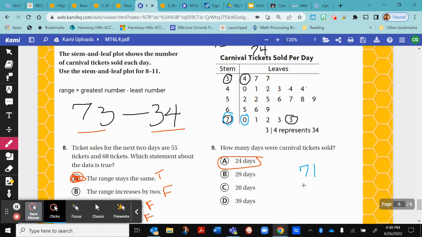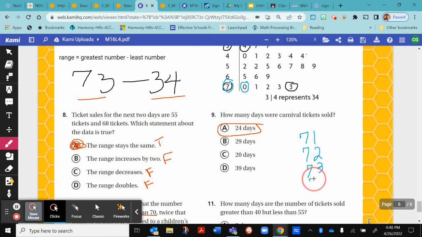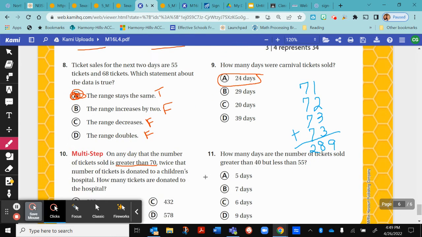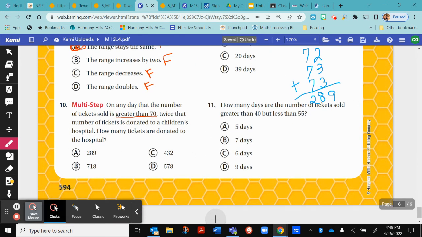You have 72. You have 73. And you have another 73. So these were the tickets. Now I need to add up those tickets that were sold. So it's 3, 6, 8, 9. 1, 2, 3, 4 sevens is 28. So in just these 4 days that are greater than 70, we sold 289 tickets.